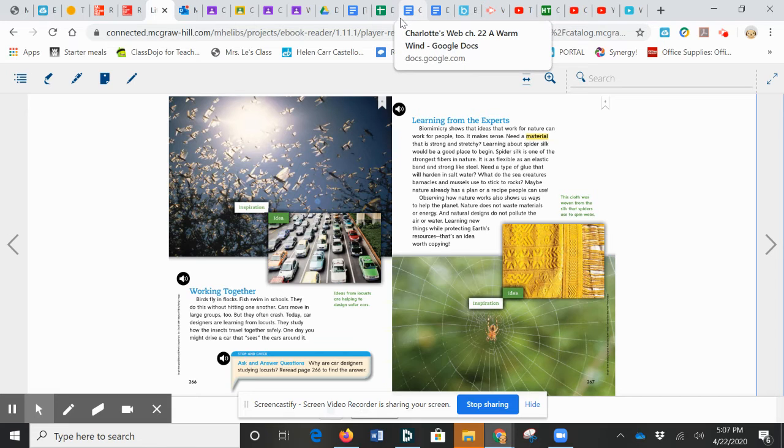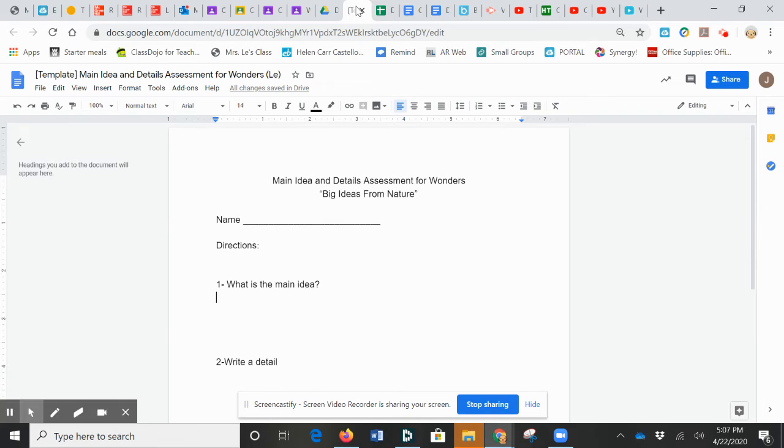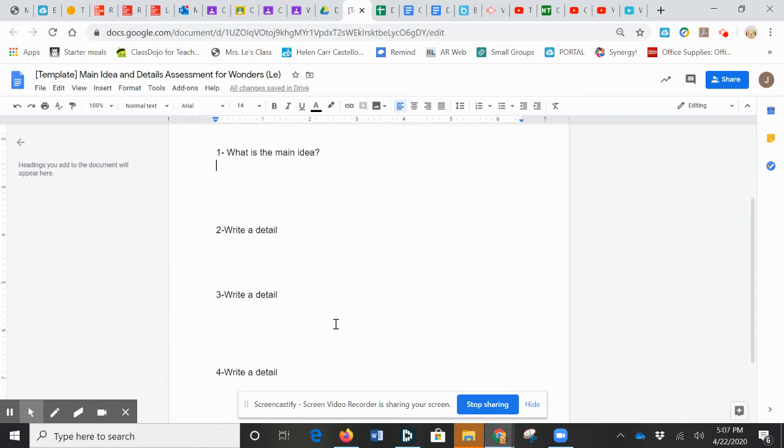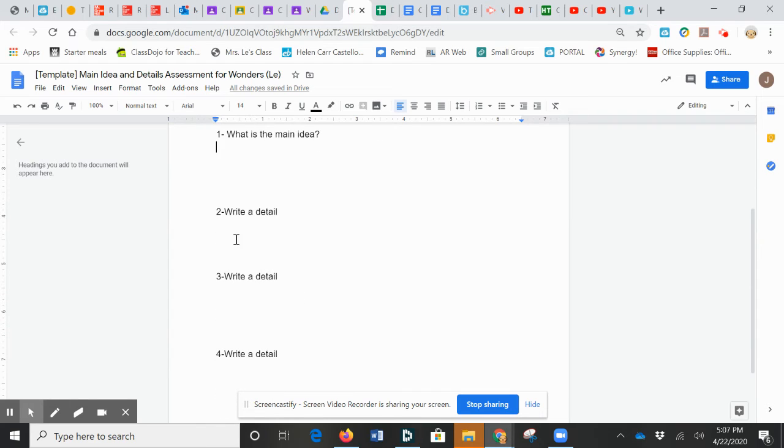Okay, so I am going to go up here to my main idea and detail page. You'll be given a page like this too, to do your main idea and detail. And remember last week, I told you to identify the details first and then see how they're related. What do they all have in common so that you can determine the main idea? So let's talk about what the details were in the paragraph that we just read.